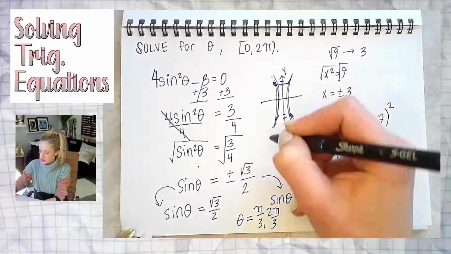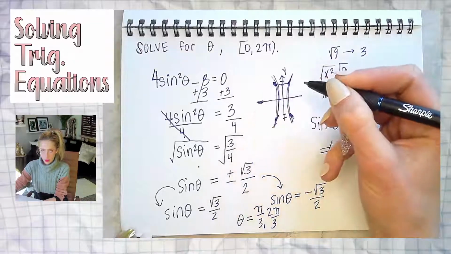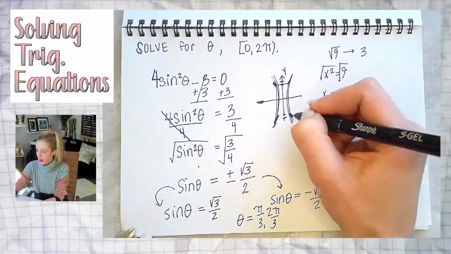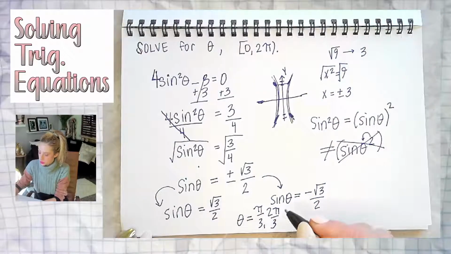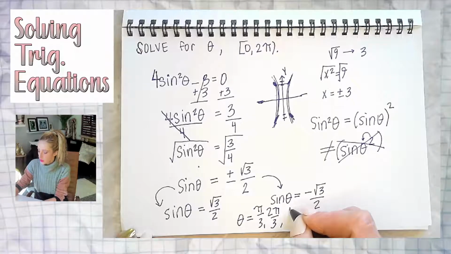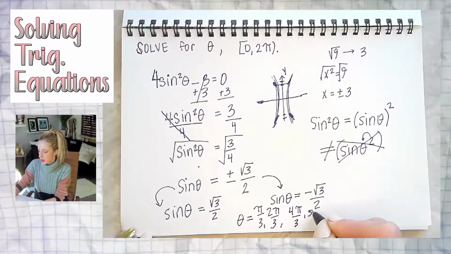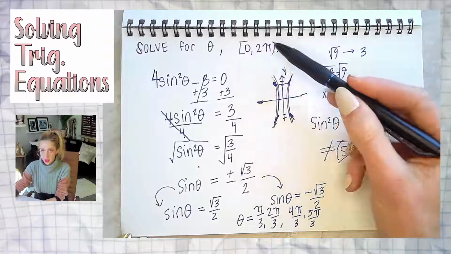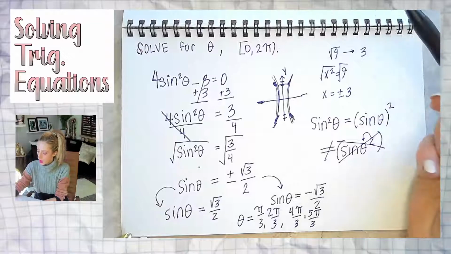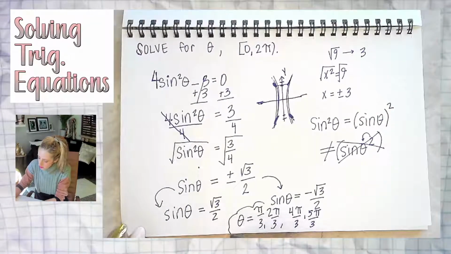And for this, we said this was 3 pi over 3, in other words, pi. 4 pi over 3, 5 pi over 3, that's 6 pi over 3, or 2 pi. Those are your checkpoints, right? So I'm going to also list 4 pi over 3, and I'm going to list 5 pi over 3 as well. So we have 4 solutions on this particular interval between 0 and 2 pi. So we're done with this problem.